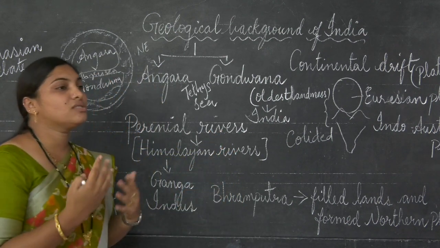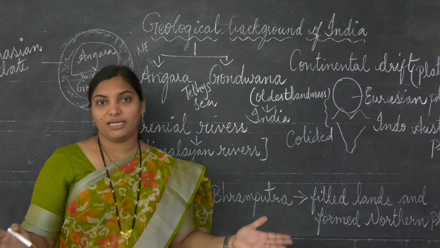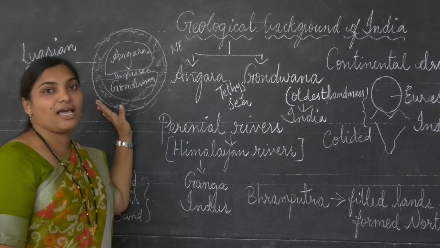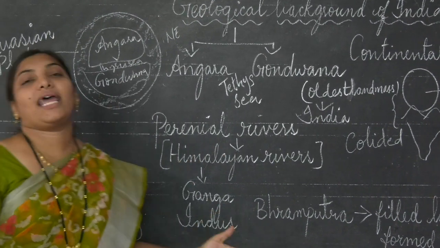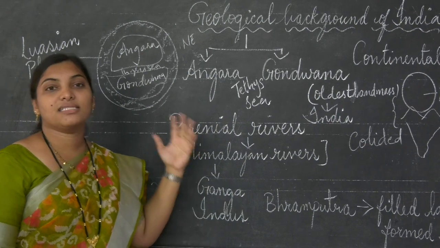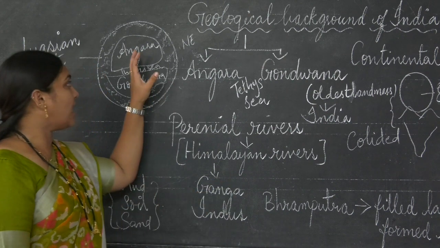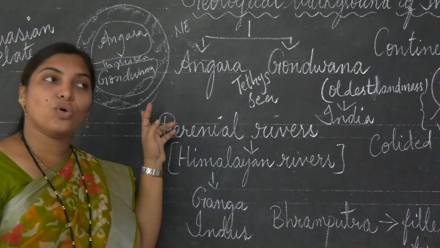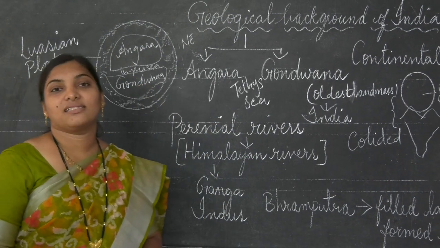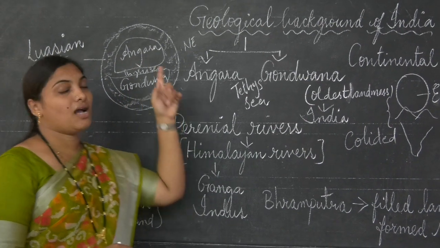But after thousands of years, what happened? They buckled up with each other and they got separated. See children, you can look at this circle. You can consider this circle as a landmass. The world landmasses originated either from Angara land or the Gondwana land. These are considered the oldest landmasses of our world. Angara land is towards the north side and Gondwana land is towards the south side. In this Gondwana land existed our country India before, not now. It is now located in the Angara land.